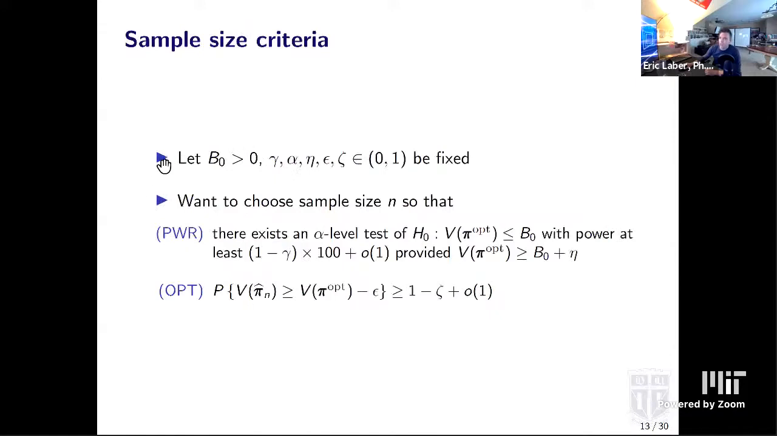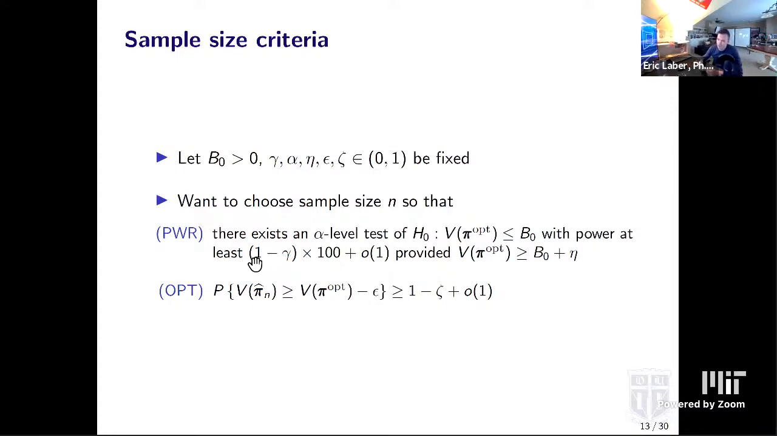Okay, so the criteria that we're going to ask for are the following two things. There's a whole bunch of tuning parameters or choices, but they'll be clear as I state the criteria, and they're pretty standard. So we want to choose a sample size n so that the first criterion, related to power, holds: there exists an alpha level test of the null that the marginal mean outcome under the true optimal rule is less than B0, some measure of standard of care, with power at least 1 minus gamma, provided that the true optimal is at least eta better than standard of care. So if there's a gap of at least eta between the optimal and standard of care, we want to be able to detect it with power 1 minus gamma.